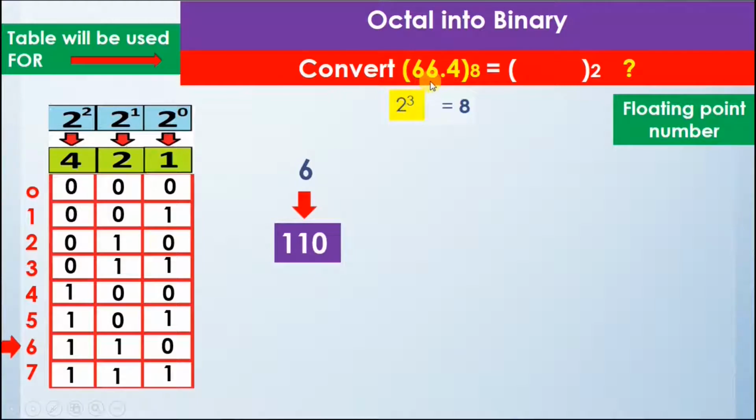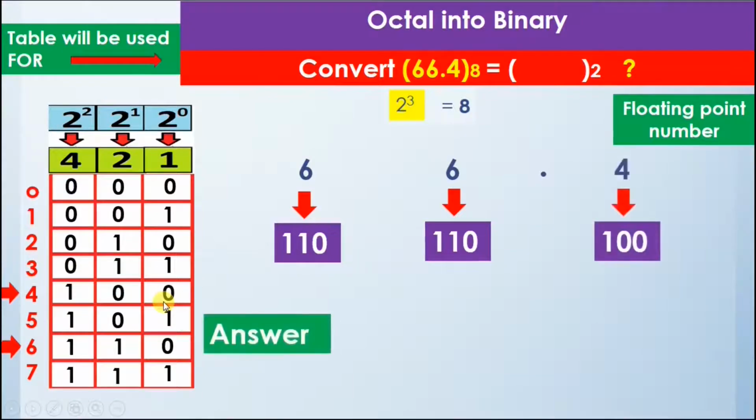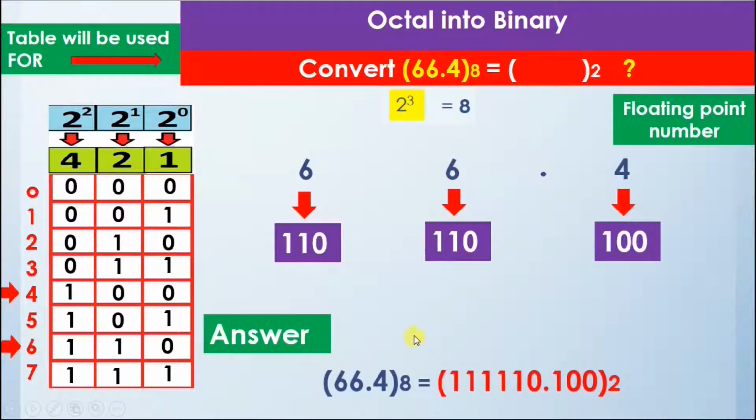Now we move to the next digit, that is 6 again, and we will write 6 as 110. Now comes the decimal point. So decimal point comes here and then we get the digit 4. So now we will find the value of 4 in the table. So where is the value of 4 in the table? Here is the value. So the binary value of 4 is 100. So we write 4 as 100.